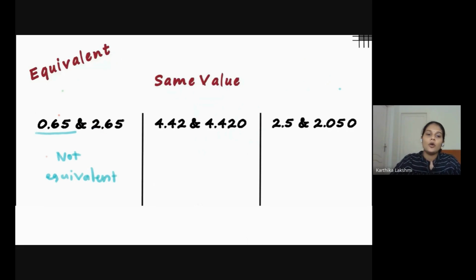Similarly, 4.42 and 4.420: are these equivalent fractions? Yes, these are equivalent decimal fractions because, like I already said, if I add 0 to the decimal part on the right, the value won't change. As we all know, 4.42 and 4.420 are the same. So this is equivalent.